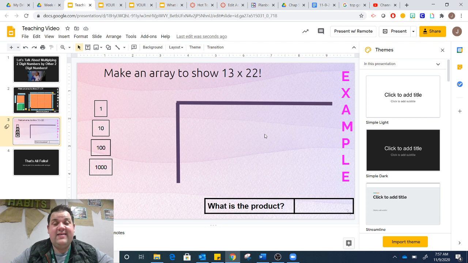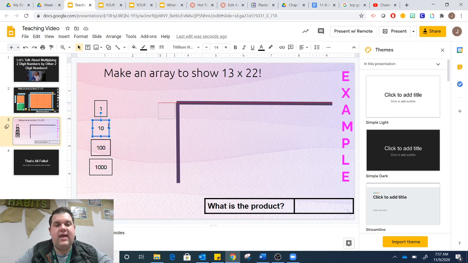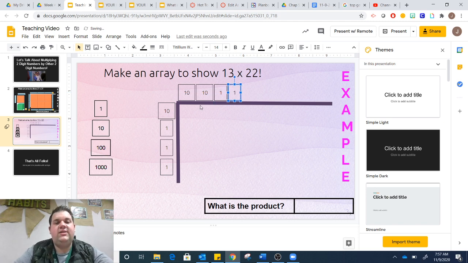Okay, you should have answered this question. Now let's check it together. So the first thing I'm going to do is build 13. And to build 13, I'm going to get a 10, and I'm going to get 3 1s. And then I'm going to build 22. So I'm going to get a 10, another 10, and 2 units, 2 1s. So now I can organize 13 times 22 using these number cubes here.